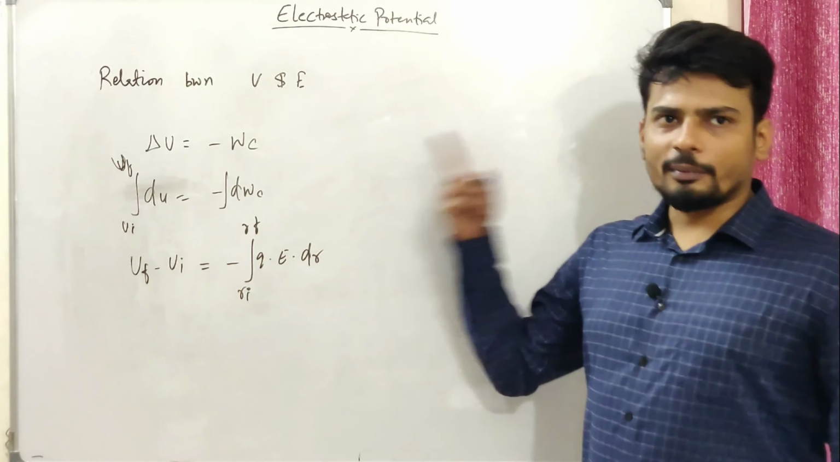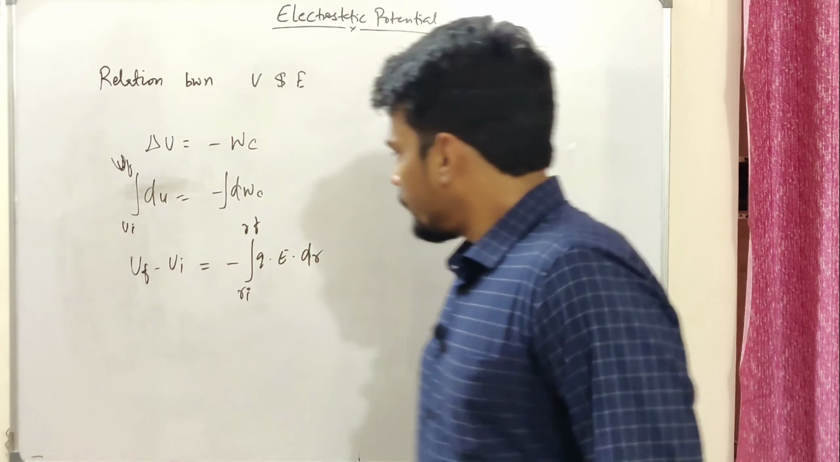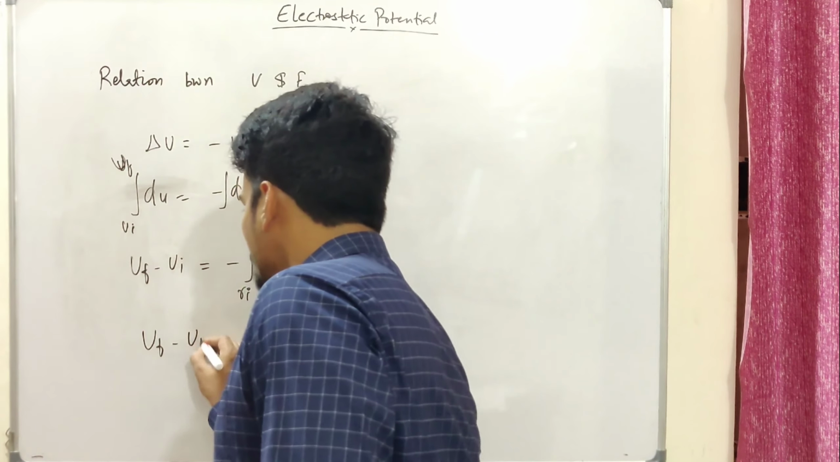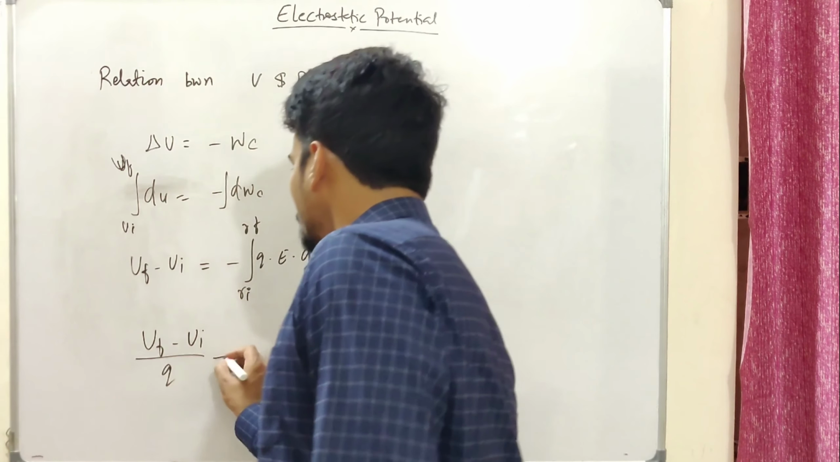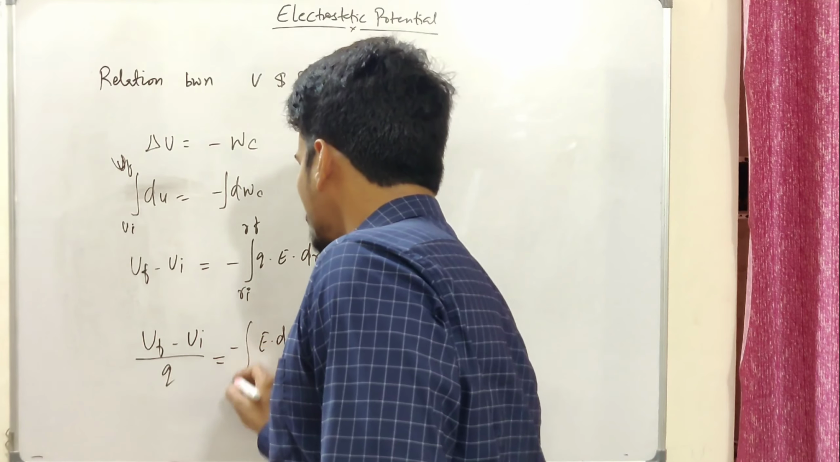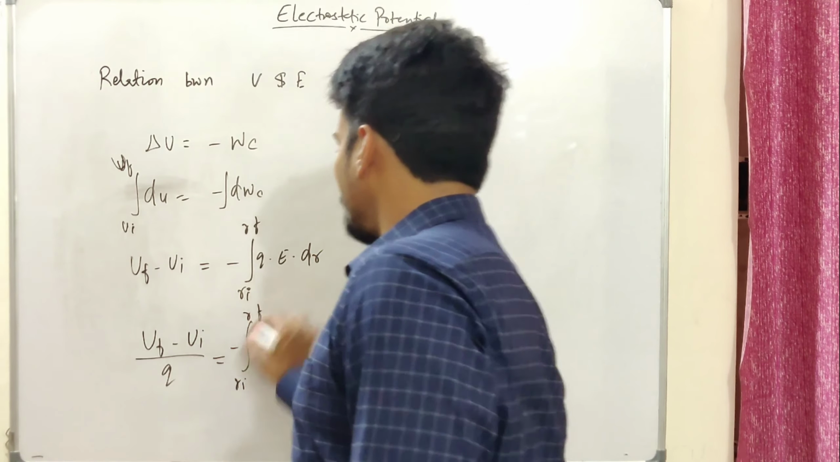Initial could be infinity, could be any particular point. I can choose any point. Let us take this Q out. I'll be having UF minus UI by Q, that's going to be E dot dr, guys, minus of U from R initial to R final.